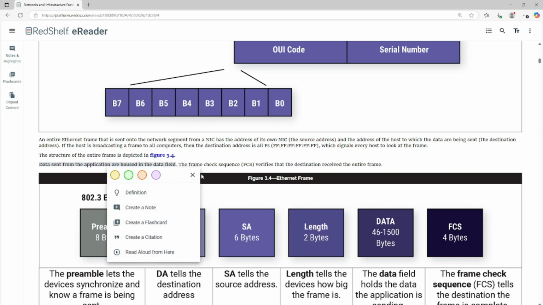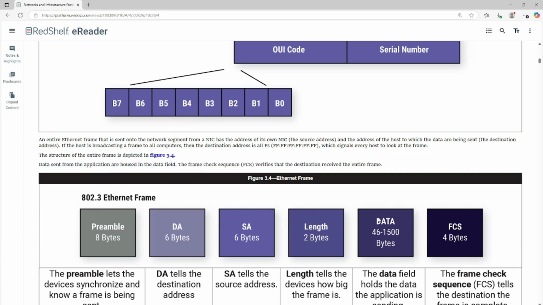That's a data field that ranges between 46 to 1500 bytes. The frame check sequence, the FCS, is composed of 4 bytes. What does it do? It verifies that the destination received the entire frame. And that's one of the things that is very important with TCP connected networks, because it checks packages and ensures that there's no error, there's no dropped package, and ensures to put things in intact.